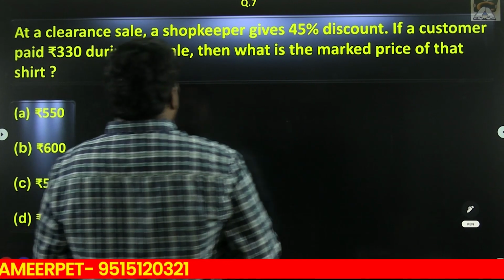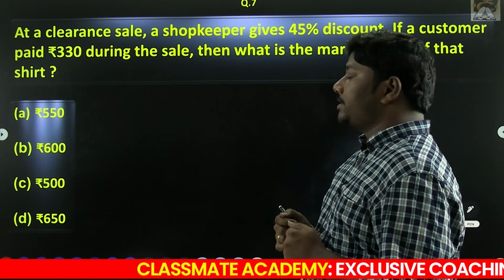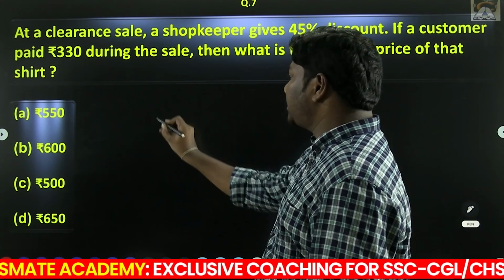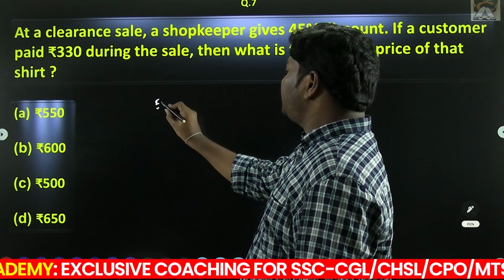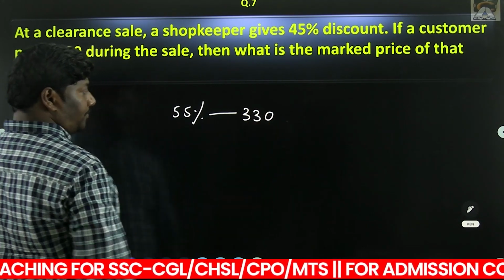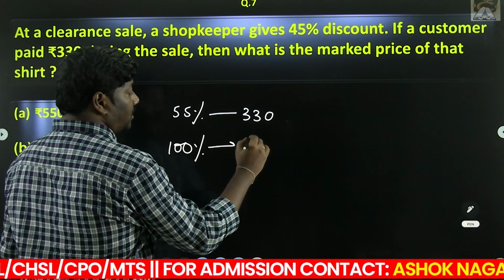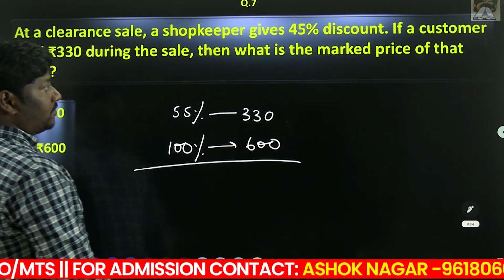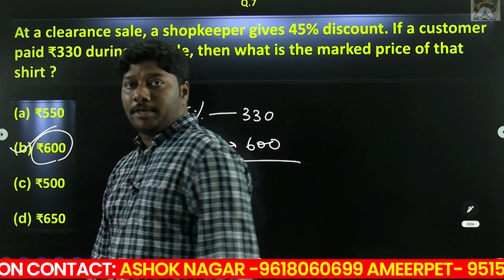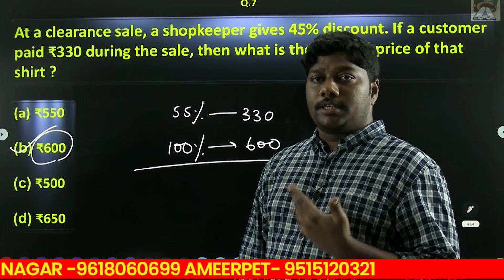At a clearance sale, a shopkeeper gives 45% discount. If a customer paid 330 during the sale, if you are giving 45% discount, you are purchasing it for 55%. If 55% is 330, we know it is 55 6s are 330, therefore 100 6s are 600. So what is the marked price? You can say marked price is 600 rupees, because we know that 55% is 330. 55 6s are 330, therefore 100 6s are 600.